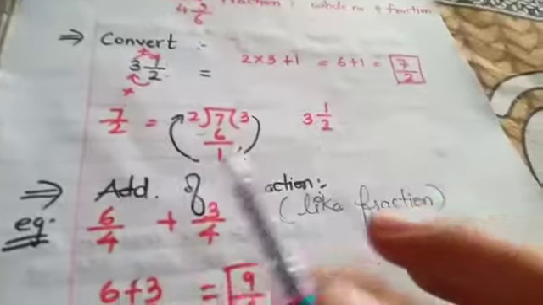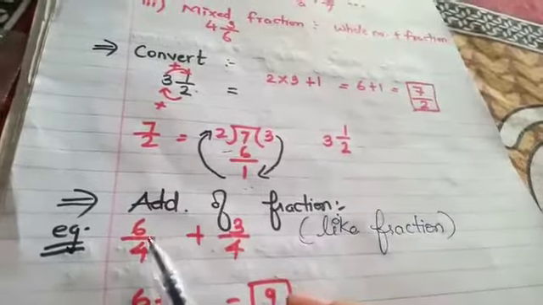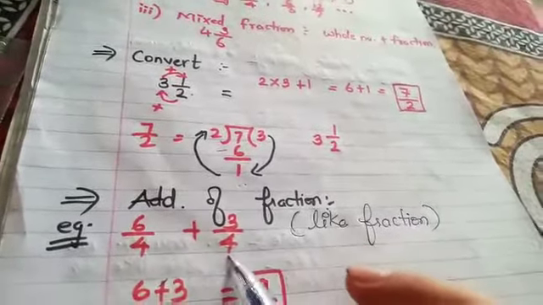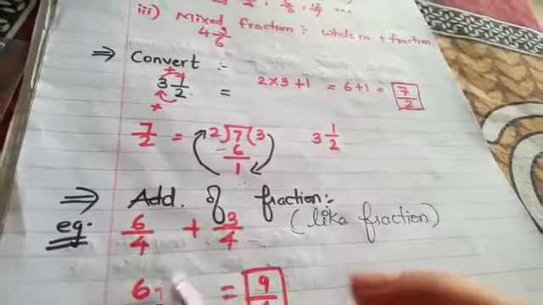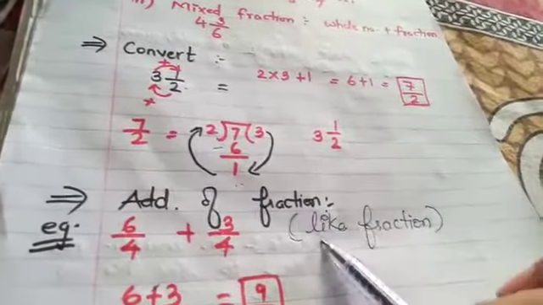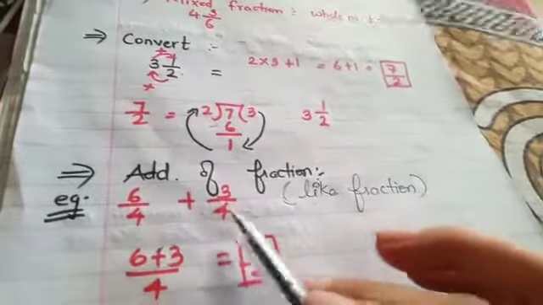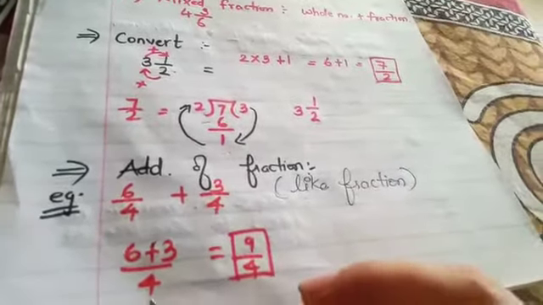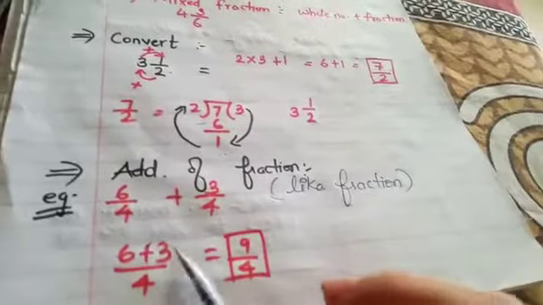The next topic is addition of fractions. First we will see like fractions. See 6 upon 4 plus 3 upon 4. See the same number, this is called a like fraction. If both the denominators are the same, the fractions are called like fractions. Suppose you want to add these fractions, how will you write? 6 plus 3 upon 4. You write the 4 only one time. So 6 plus 3, 9 upon 4.